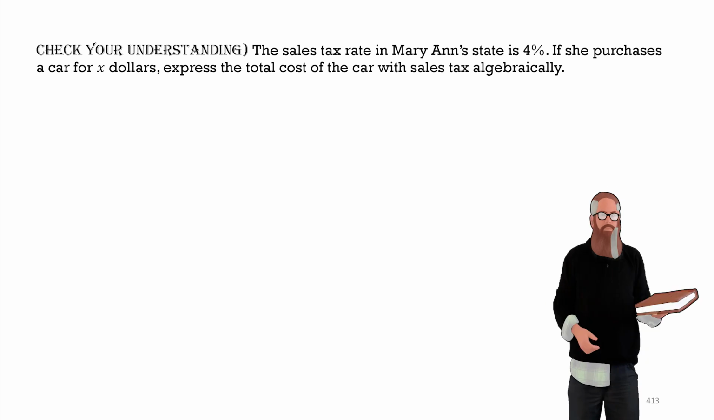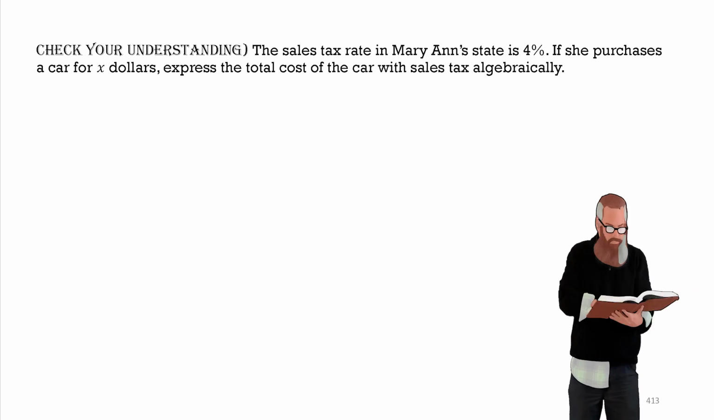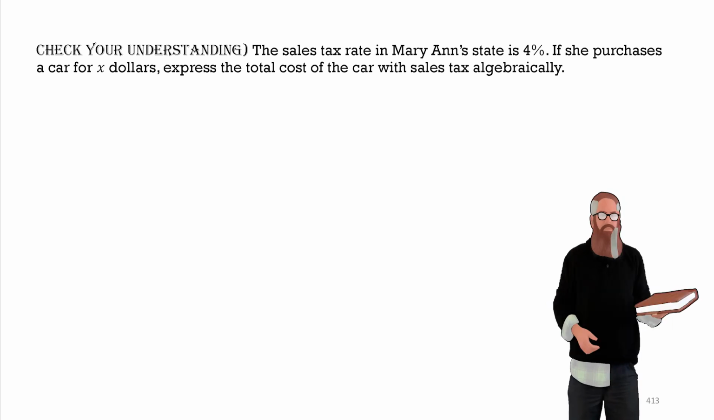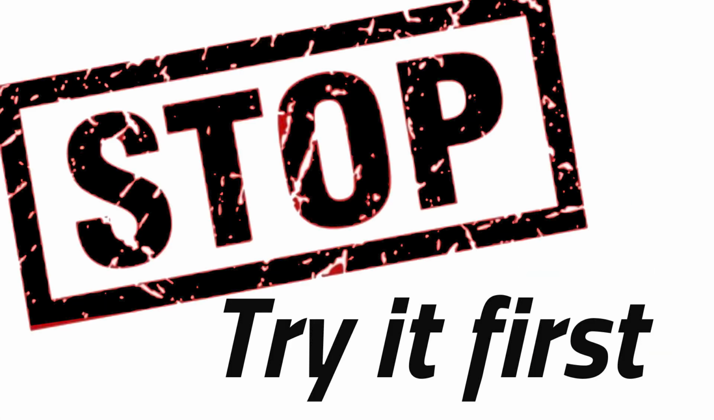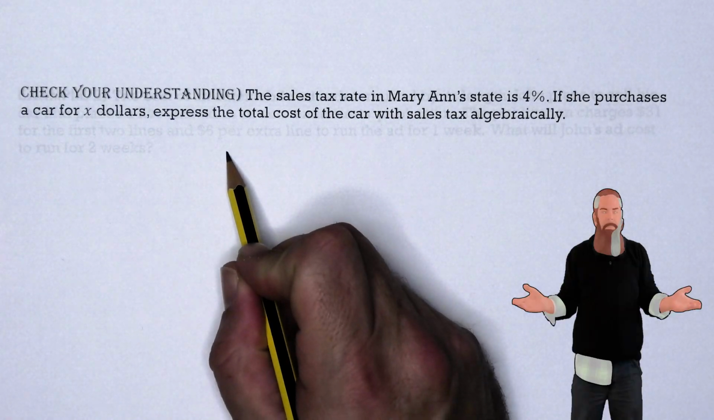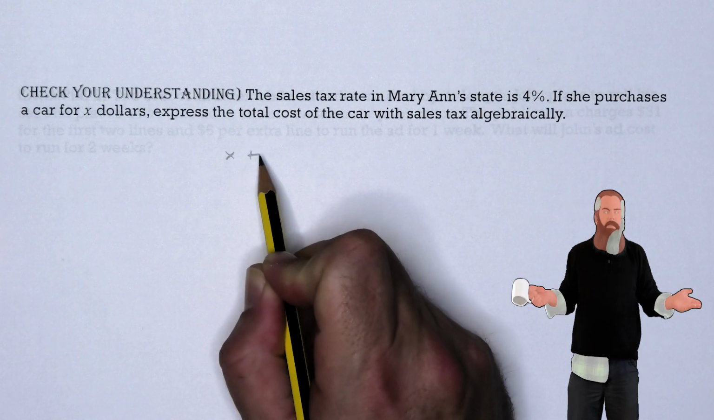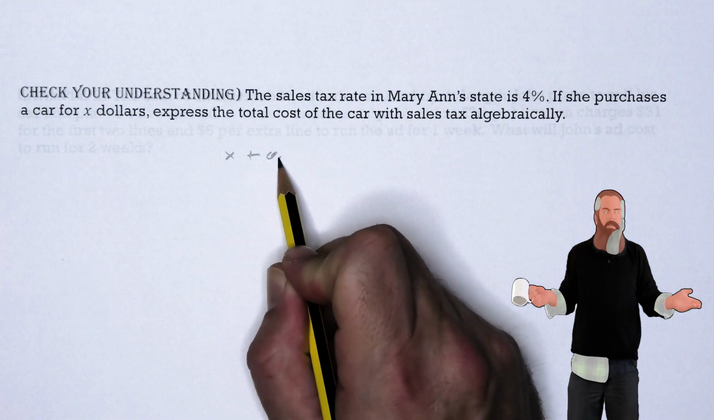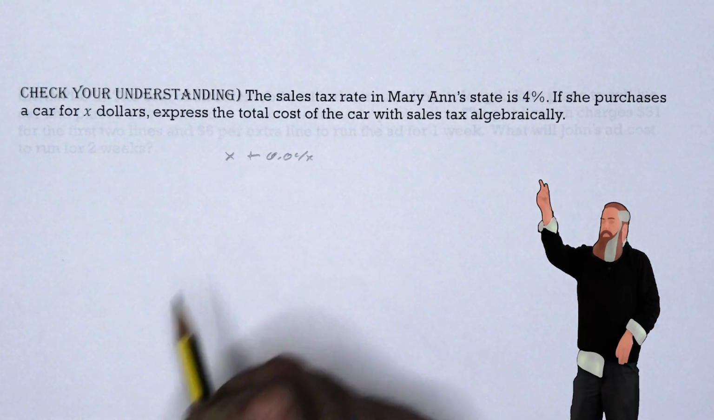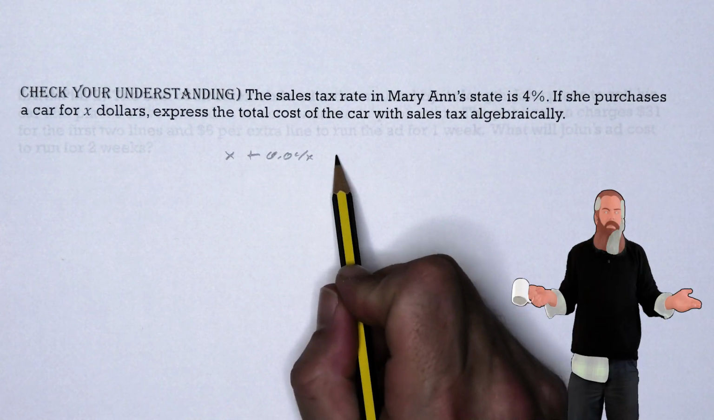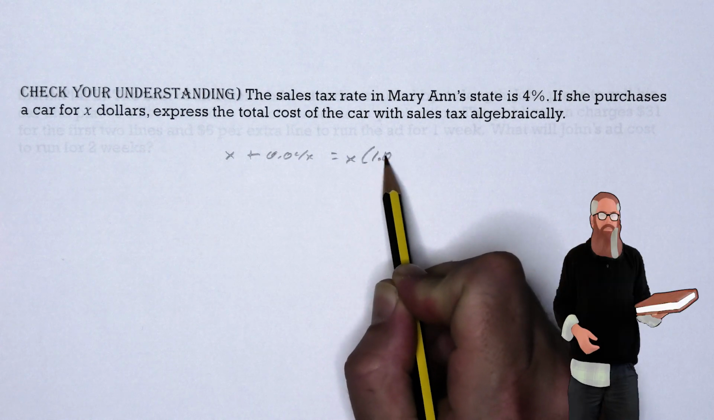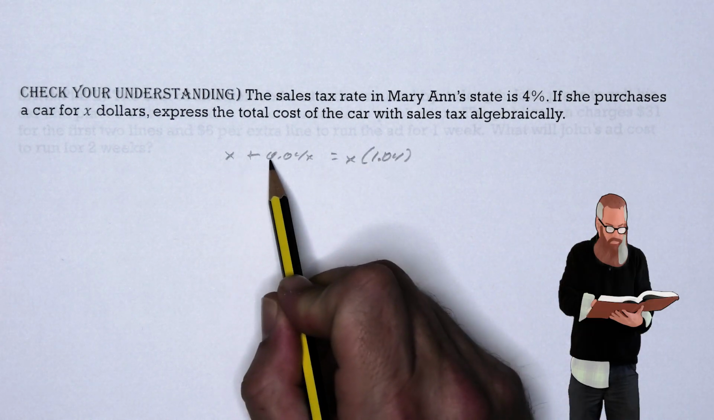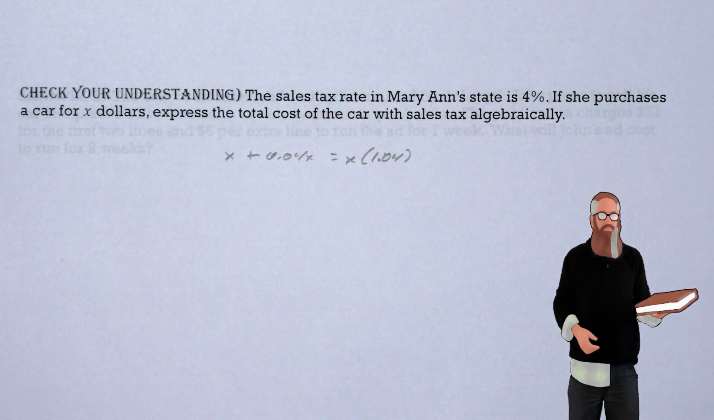Now let's check our understanding of this. The sales tax in Marianne's state is 4%. If she purchases a car for X dollars, express the total cost of the car with sales tax algebraically. Well, we know that she's going to have to pay for the car, which is X dollars. When we add to that the sales tax, which is 0.04 times X. Now, you could also look at this as the price of the car times 1.04, which is 1 plus 0.04, by factoring out that X.